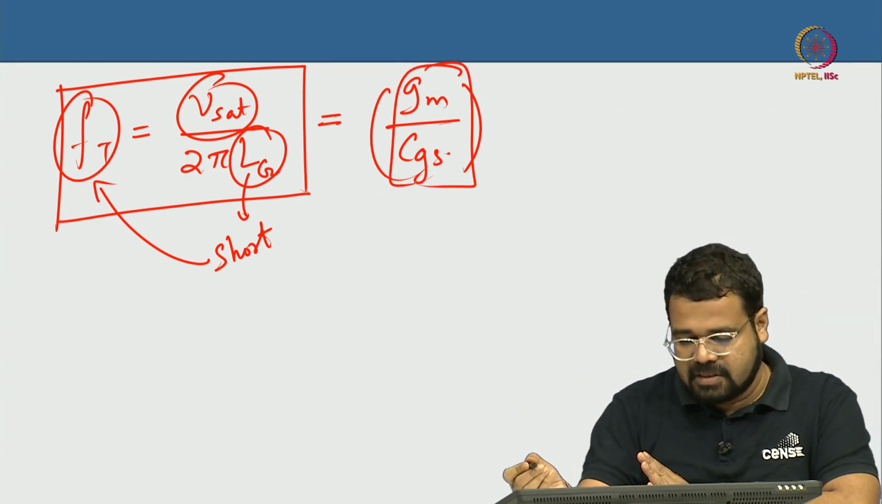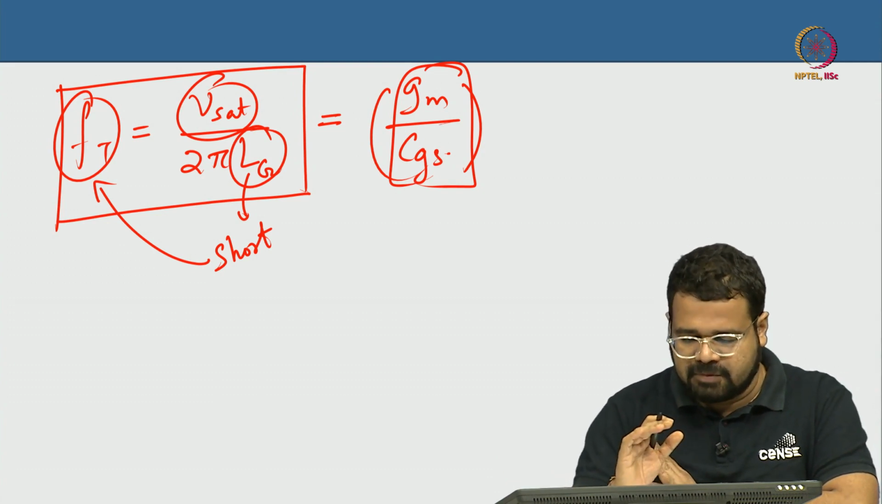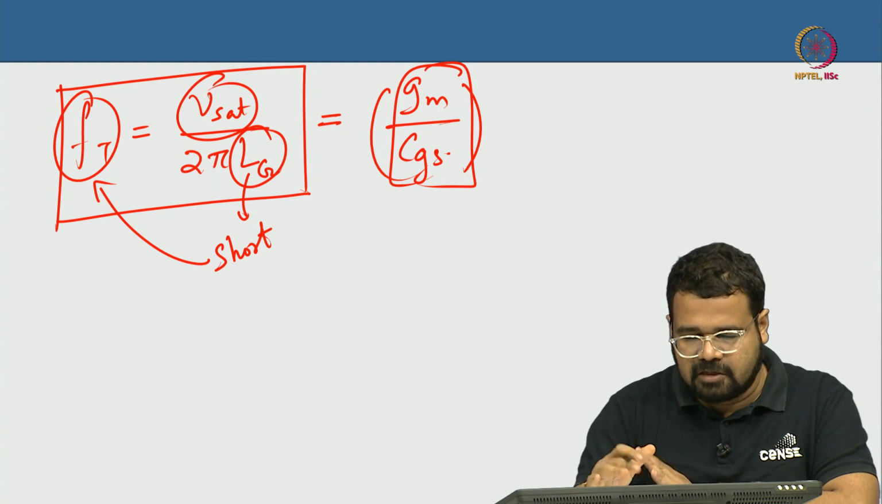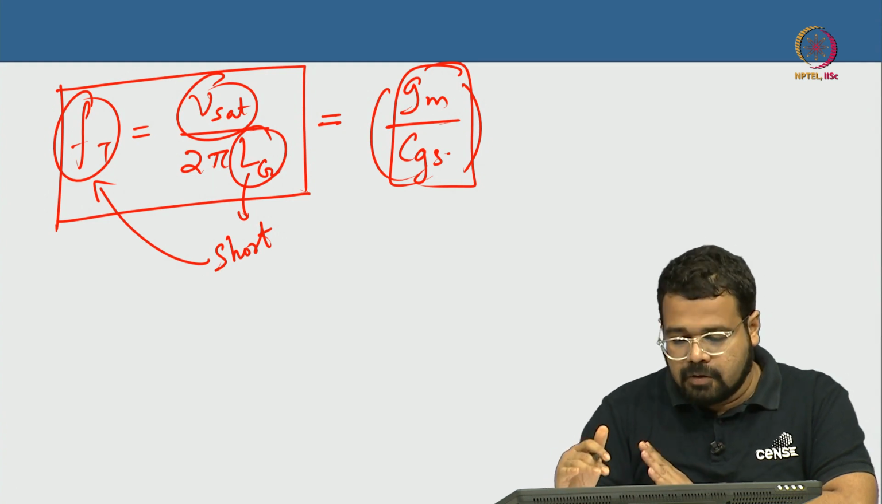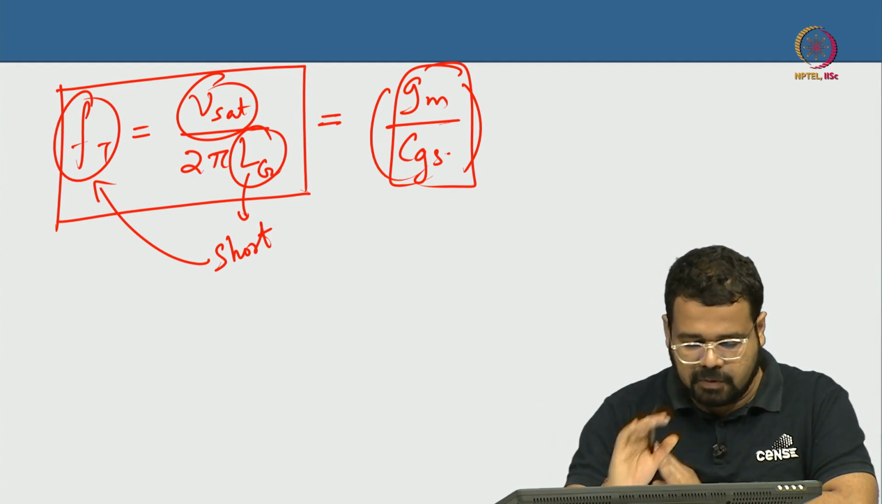This is exactly Gm by Cgs, by the way. So, this is your current gain cutoff frequency. This is measured from S parameter, scattering parameter, measurement in a vector network analyzer. The theory of two port network analysis will come towards the end of this course. This is fine, this is cutoff frequency.